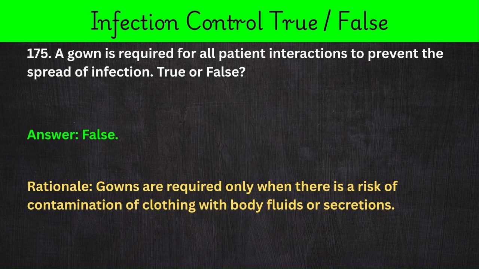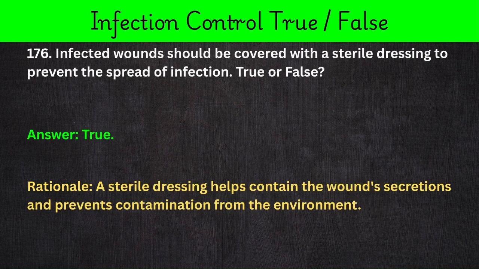175. A gown is required for all patient interactions to prevent the spread of infection. True or false? Answer: false. Rationale: gowns are required only when there is a risk of contamination of clothing with body fluids or secretions.